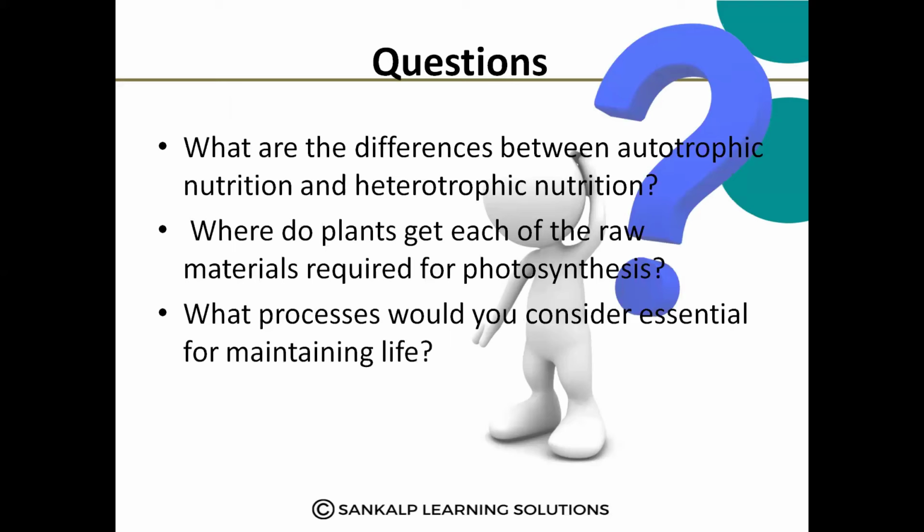Here are some questions related to this part. Try to answer these questions. First question: what are the differences between autotrophic nutrition and heterotrophic nutrition? Second question: where do plants get each of the raw materials required for photosynthesis? And third question: what processes would you consider essential for maintaining life?